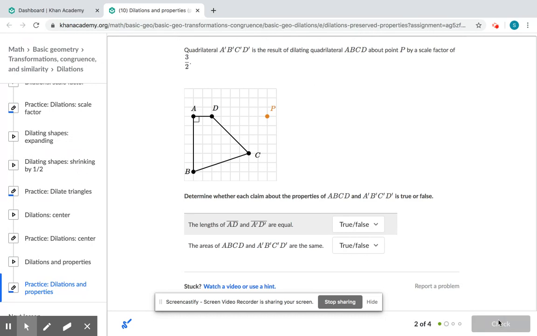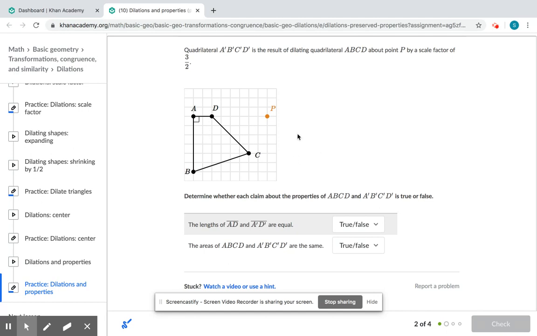So the quadrilateral A prime, B prime, C prime, D prime is a result of dilating quadrilateral ABCD about the point P by a scale factor of 3 divided by 2. Okay, so they want to know if these claims that are down here are true or they're false. So the lengths of line segment AD and line segment A prime, D prime are equal, right?